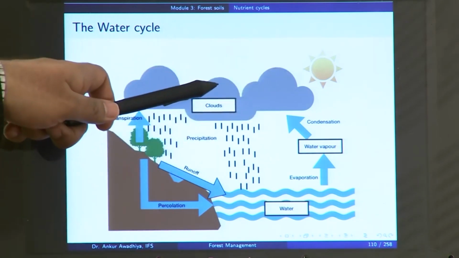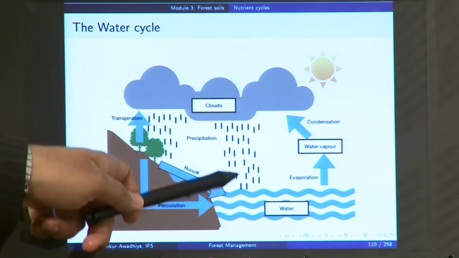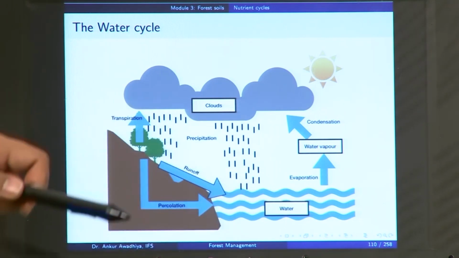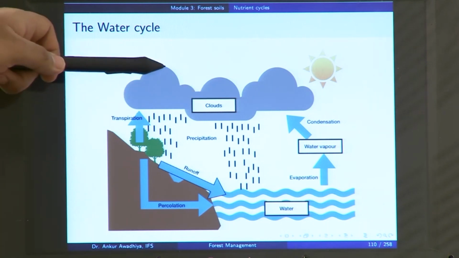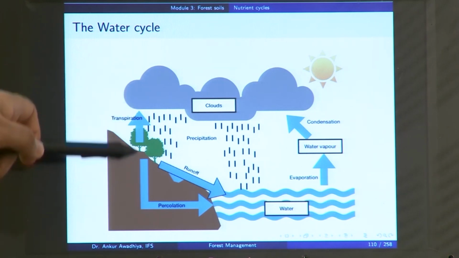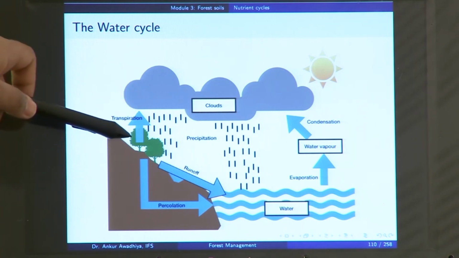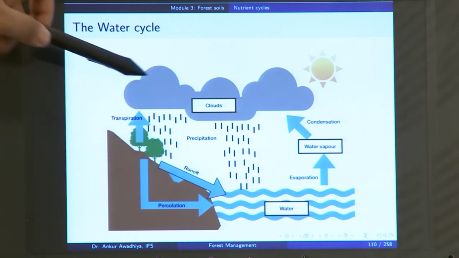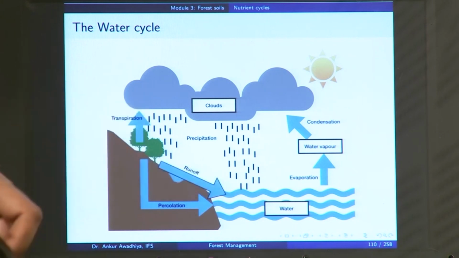Once you have these clouds, you can also have rains, and when there are rains, this water comes back into the oceans and the hydrosphere. Or on the other hand, these clouds can move along with the winds, and then they give rains on top of the land. In which case, this water that is falling on the land can directly move back into the oceans through runoff, or it can get absorbed, and then through the process of percolation and movement, it can go back into the oceans.